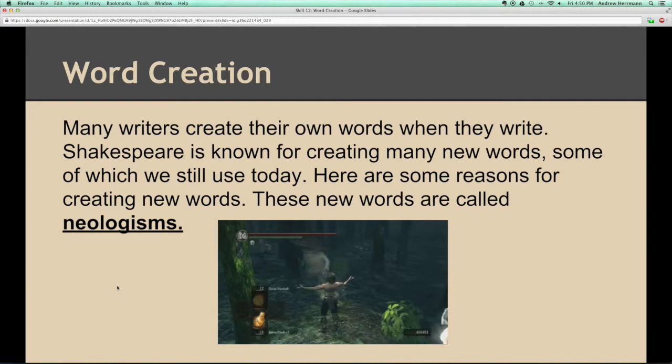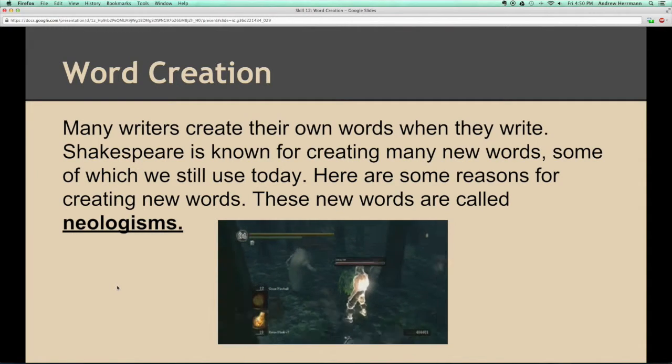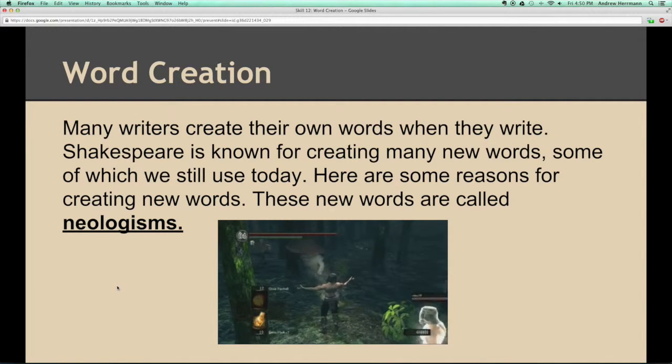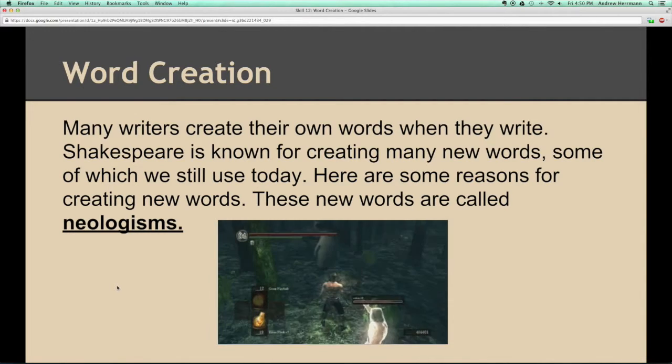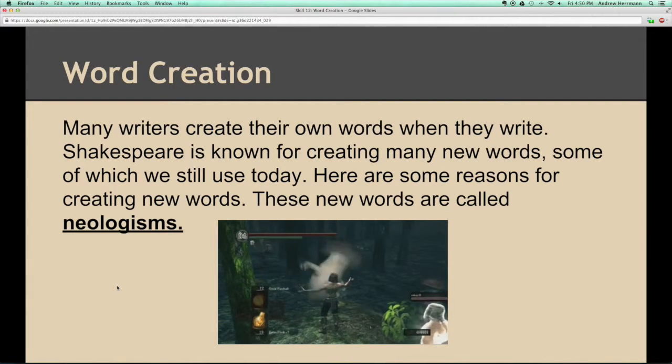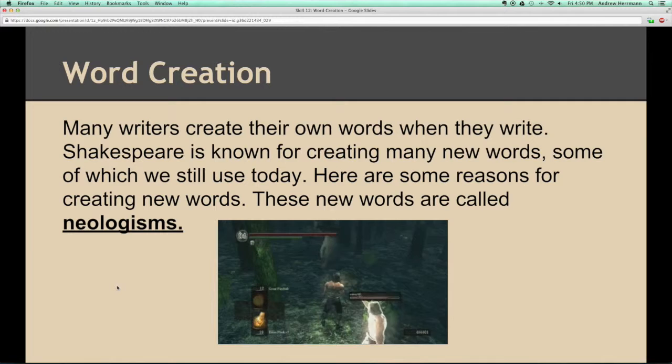Like I mentioned in the intro, Shakespeare is known for creating many new words that we use today, including eyeball and assassinate. I'm going to give you guys some reasons why creating new words can be helpful, and then you guys are going to try it out on your own.